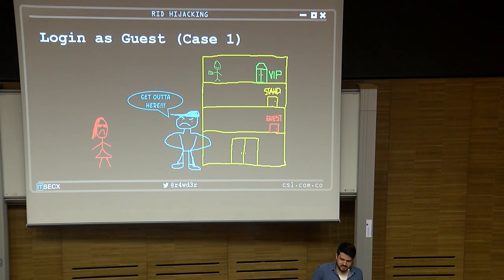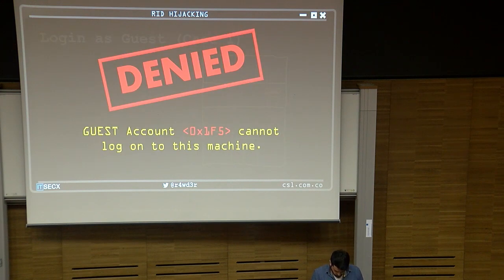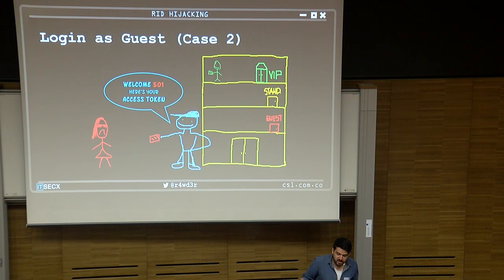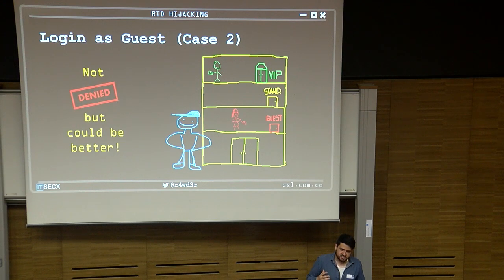The first one is that our hacker girl will not authenticate because on every Windows machine, the guest account by default is disabled. So we got an access denied. On the other hand, the second scenario is that supposing that for some reason the guest account is enabled, the guest account can authenticate against the machine, and she will receive her access token, and then, well, she doesn't get kicked out, but has only access to the guest floor.